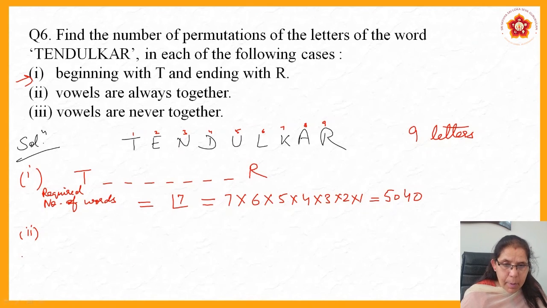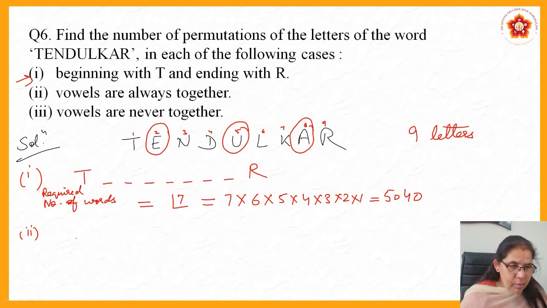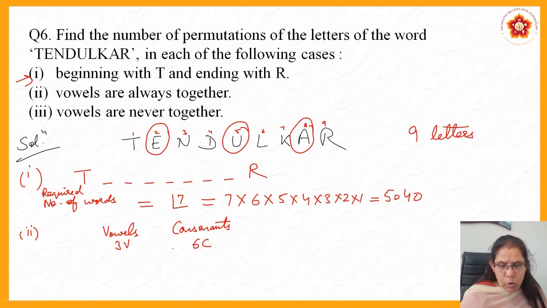Let us look at the second part. We want all the vowels together. Now how many vowels are there? We need to first identify that. This is one vowel, second vowel, and this is the third vowel. So all the three vowels are together. And how many consonants are there now? Total 9 letters were there, and we have got 6 consonants.